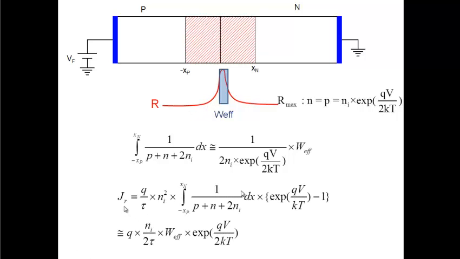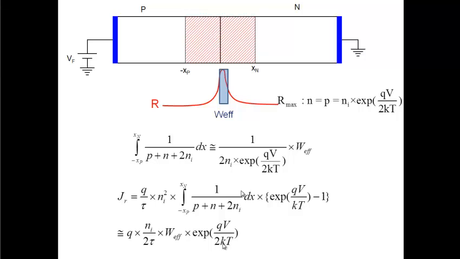Anyway, with W effective, I know this integral for JR, and I write it as 2Ni exponent QV by 2KT. I plug it in here, and then I get an expression for the recombination current, which is q Ni by 2 tau, times W effective, multiplied by exponent QV by 2KT.